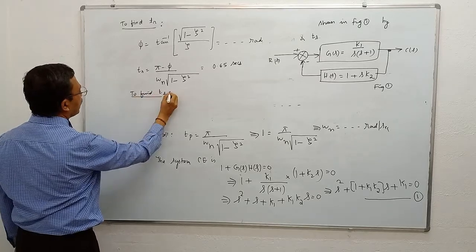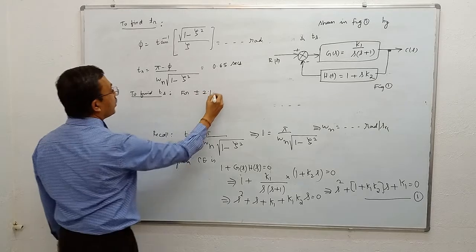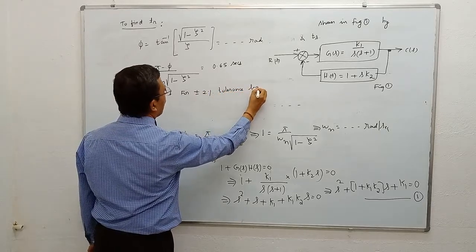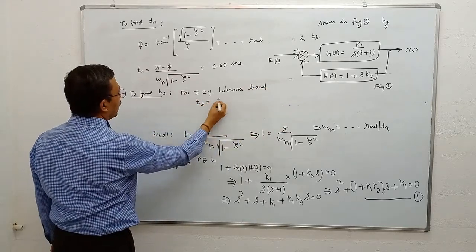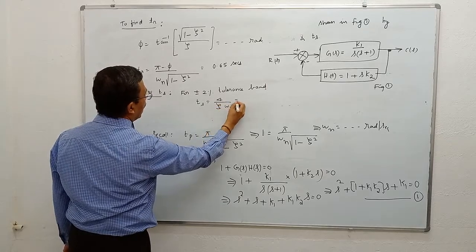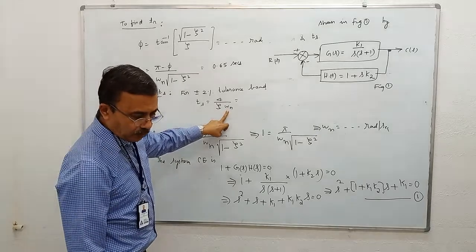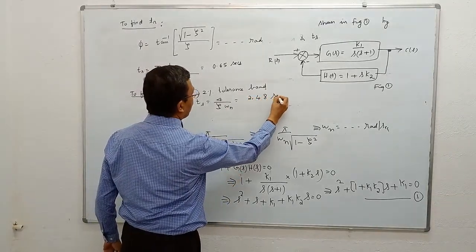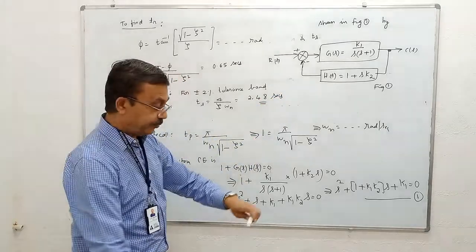Next, to find settling time TS for plus minus 2% tolerance band, settling time Ts is equal to 4 divided by zeta into omega n. You know the zeta value and the omega n value. Substitute, and you will get the answer as 2.48 seconds. With this, we conclude this problem.